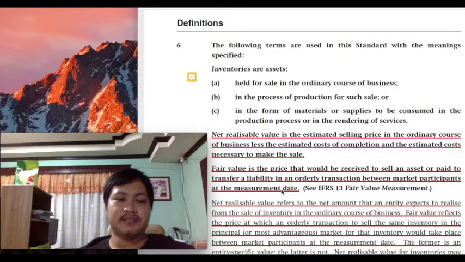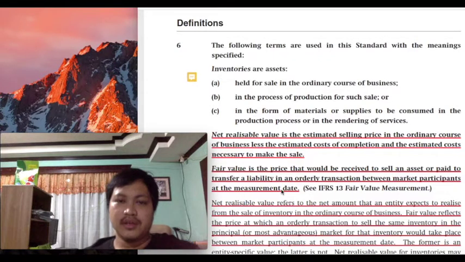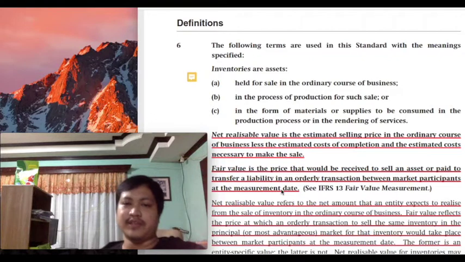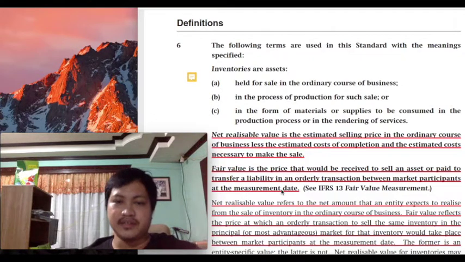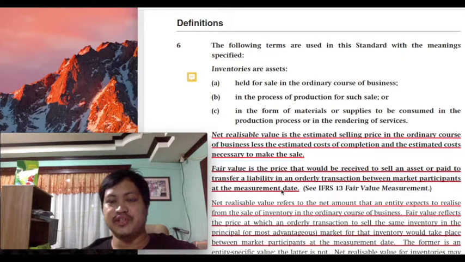As what we've discussed before, it's possible that an asset will initially be a non-current asset, but later on in its life, it will become a current asset. But for inventories, class, throughout its life, it will remain as a current asset. And the definition of inventories will help us understand why. So inventories are assets held for sale in the ordinary course of business, in the process of production for such sale, in the form of materials or supplies to be consumed in the production process or in the rendering of services.